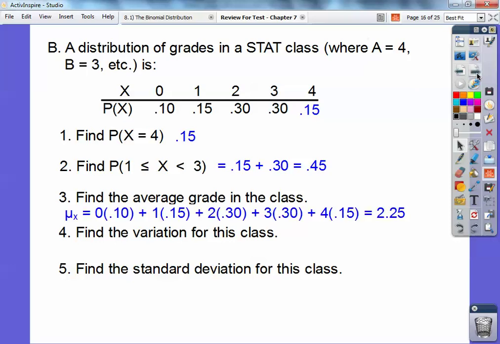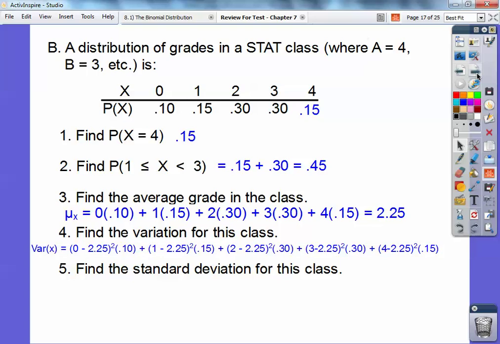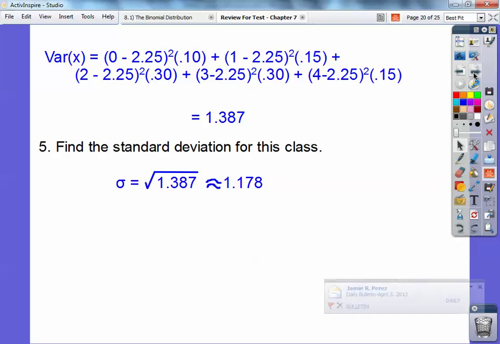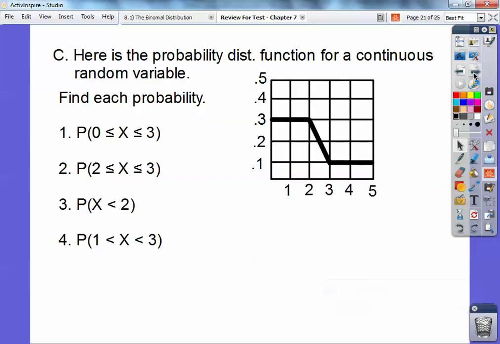Find the variation. I had to write small, you guys. The variation is each number minus the mean squared times the probability. Next number minus the mean squared times its individual probability, and so on and so on, okay? Now I wrote it bigger on this side right here, so the variance on this is 1.387, and then of course your standard deviation is the square root of that, so you get 1.178. All right, okay.